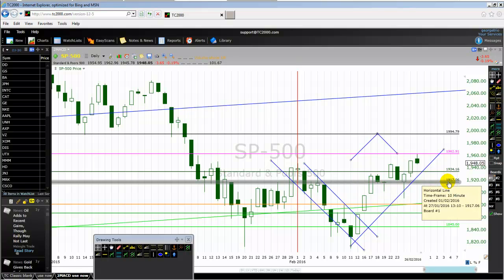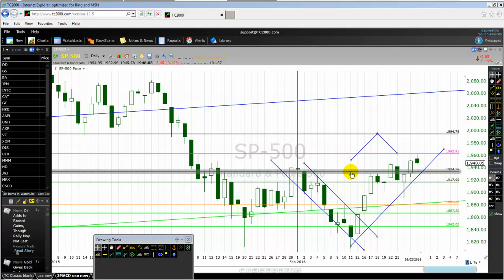1917 again, which we mentioned. Not a very important level, but we mentioned 1917. 1934 also here. You see what's happening around those key levels. That's where we want to trade. Now we have a new key level, 1962. The father of all key levels for the S&P 500 in 2016, the first key level.